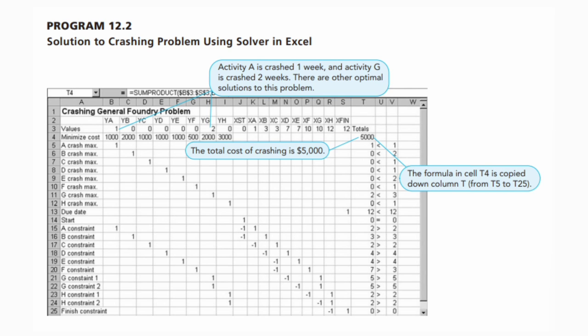So when finding y, activity A is crashed by 1 week and activity G is crashed by 2 weeks. And the total cost of crashing would be $5,000, as was said earlier. The formula in cell T4 is copied down column T from T5 to T25.